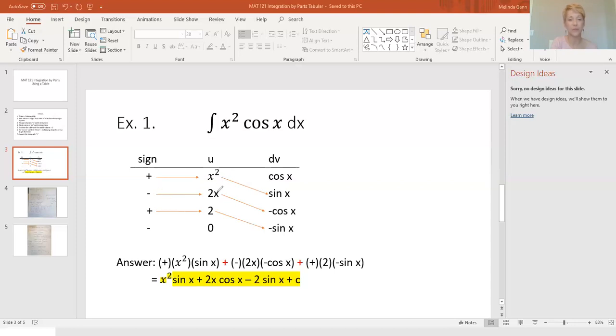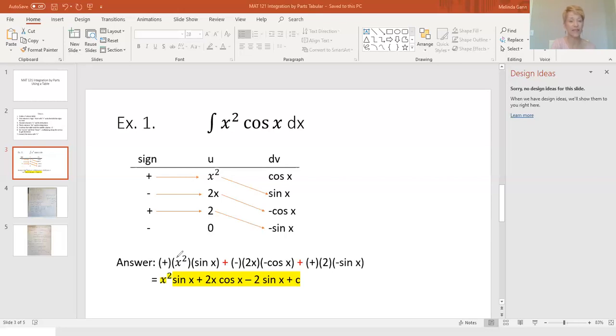A negative times a 2x times a negative cosine x. And then the last one, a plus times a 2 times a negative sine x. So those black things are what I got when I multiplied across and down.